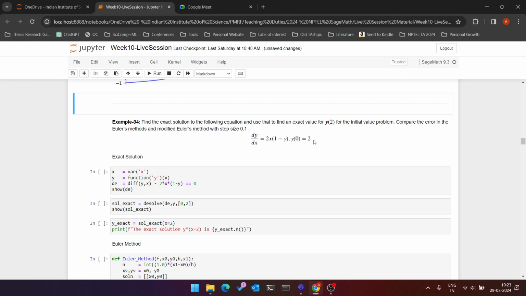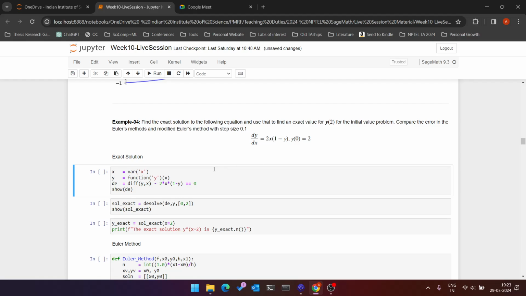Right. So we want to solve this equation. The first thing we'll be doing is get the exact solution.